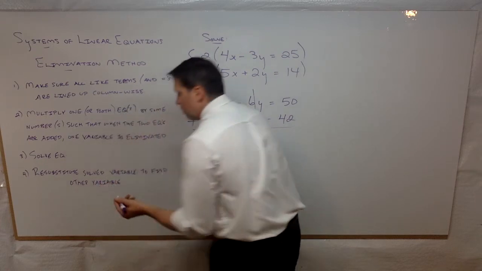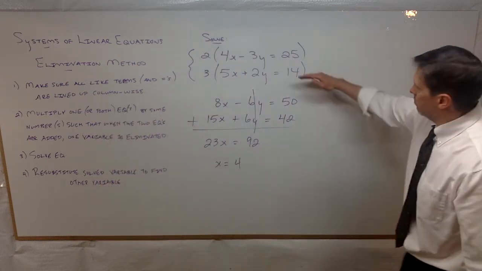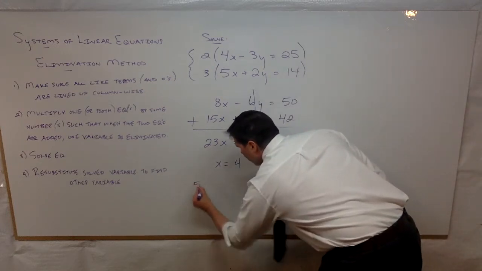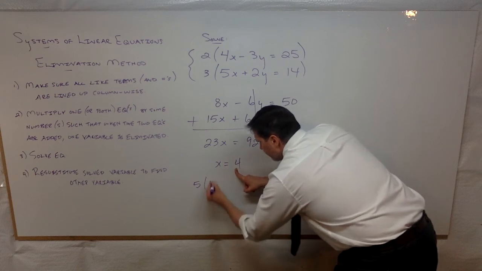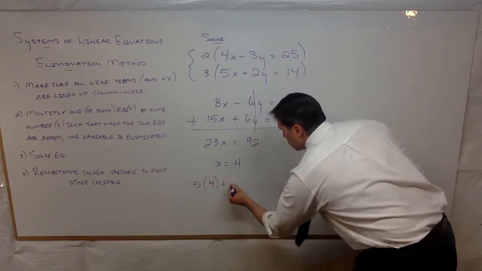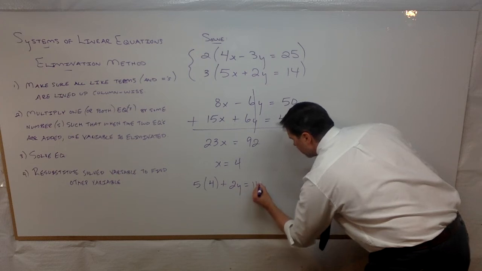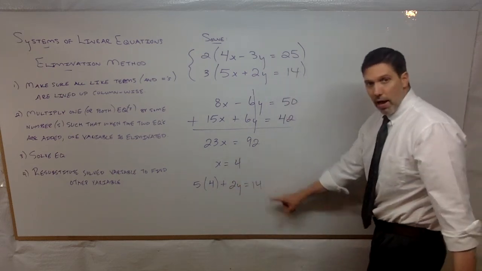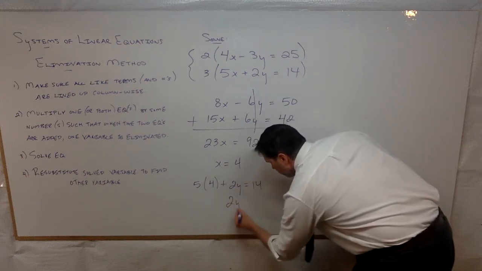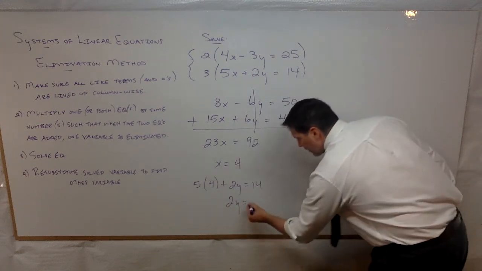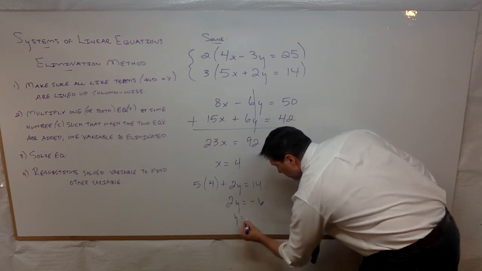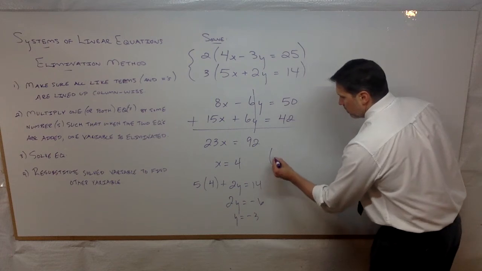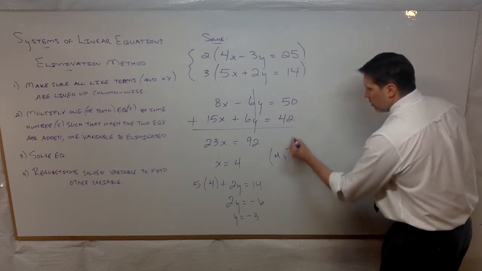Again, it doesn't matter. Just pick an equation. 5x plus 2y equals 14 looks pretty easy. So 5x, substitute in 4, plus 2 times y equals 14. And you can see you just have to solve this equation. So that's 20. We'll subtract it from both sides. Just kind of move this problem along. 14 minus 20 is negative 6. Divide that by 2. And you get negative 3. So our solution to the system, right, is the ordered pair 4, negative 3.